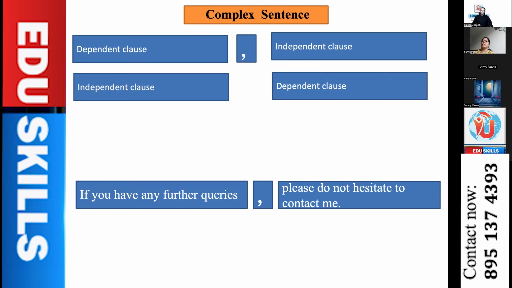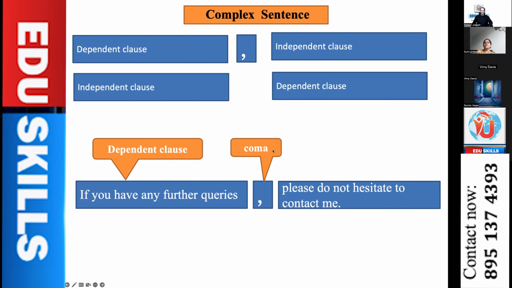Please do not hesitate to contact me is a complete sentence. The subject is understood: you. It can be put in brackets. You don't write it, that's not required, but it is understood. So you have a subject and a verb. This is the dependent clause, then you have a comma, then you have the independent clause.